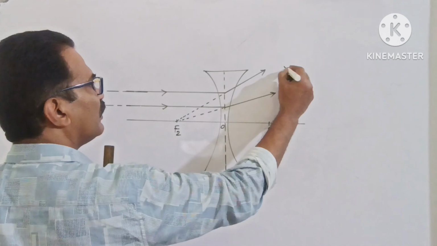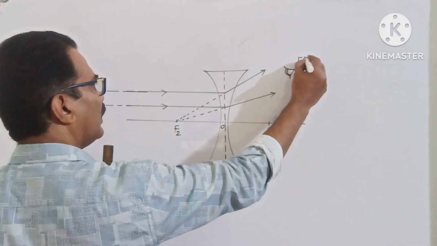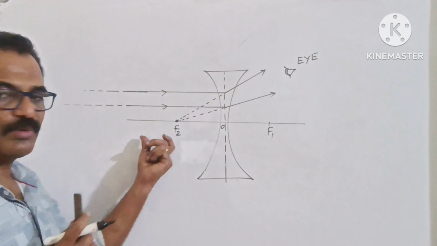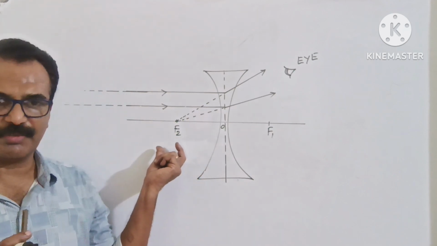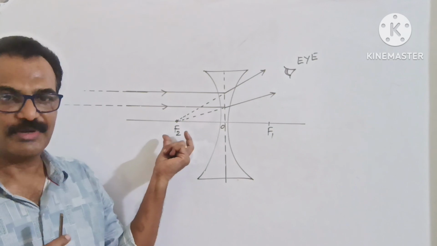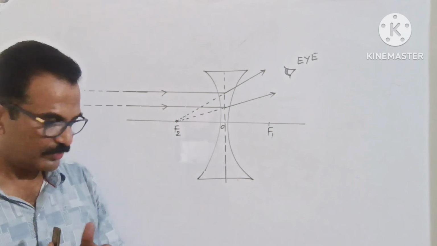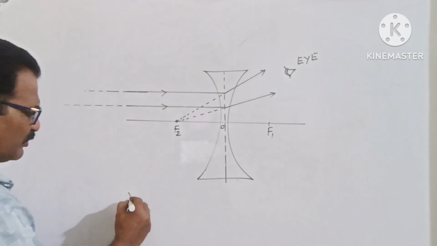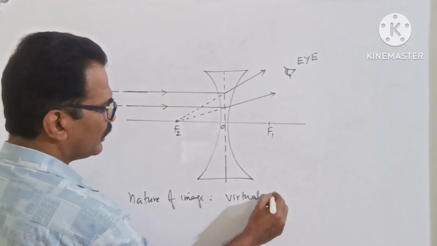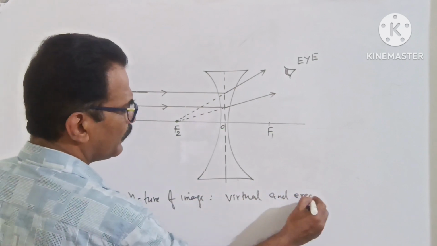That means if this is your eye, when you look from there, you will see the image here. This image you can see only; you cannot produce this image on a screen. So this image is a virtual image. So what is the nature of this image? Nature of image is virtual. And virtual images are erect. So you write virtual and erect.